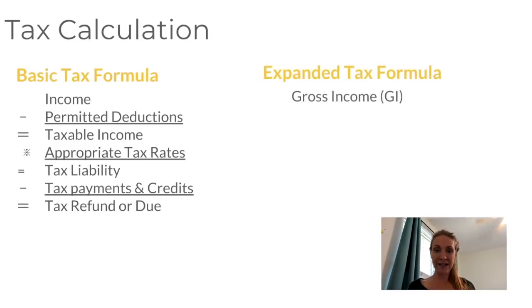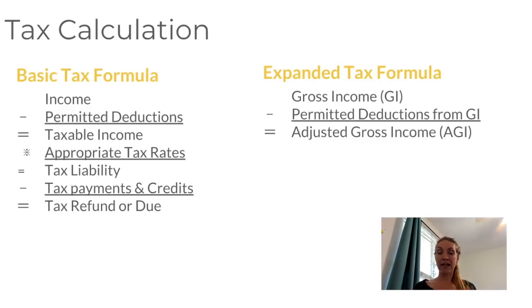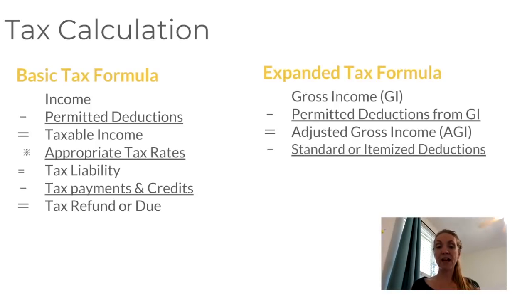Now our expanded tax formula, which really more fits the tax return here in Chapter 2, is gross income minus these permitted deductions for gross income equals adjusted gross income, AGI, which is an important amount in calculating many deductions, credits, etc. From here we minus the standard or the itemized deductions, whichever is greater. Unlike many things in taxes, it's whichever is greater. We've had some changes to the standard deduction, which we'll talk about later.